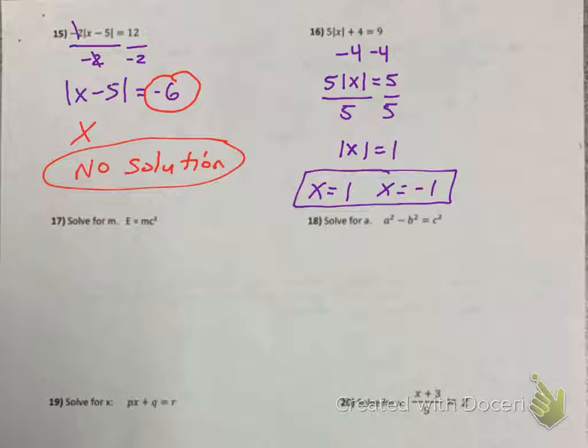Question 17 asked us to solve the formula for m. So if we start with E equals mc squared, the first thing we're going to do to solve for m is to get rid of the c squared. And in order to do that, we undo multiplication by dividing. So that means E divided by c squared equals m, and that's our answer.